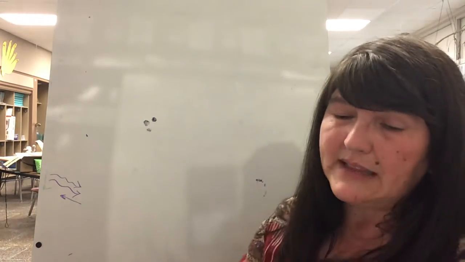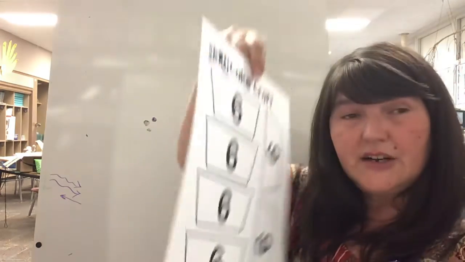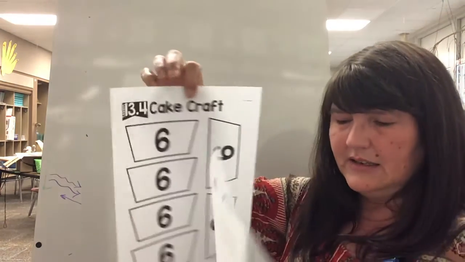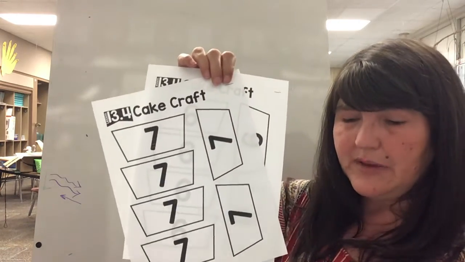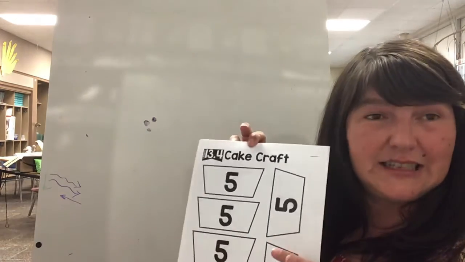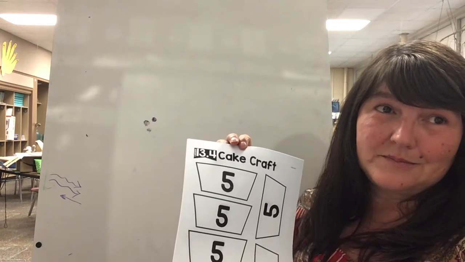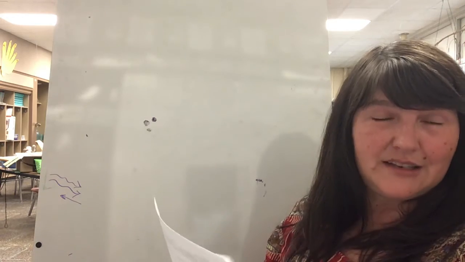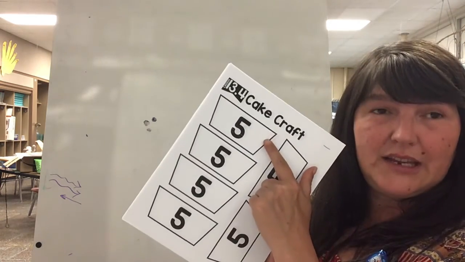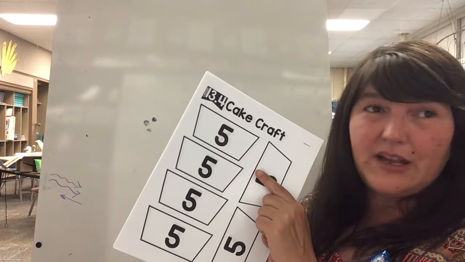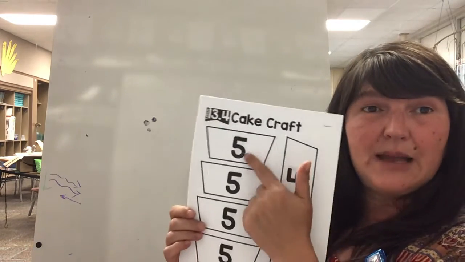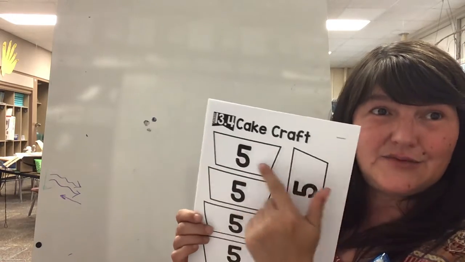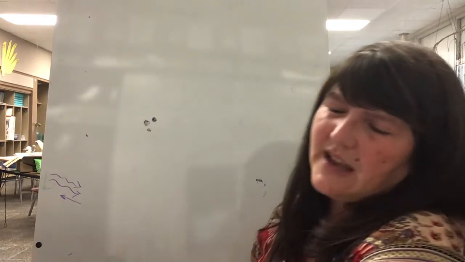And then you have a cake craft. When I made this, you're going to have some extra pages. There are some cake pans that have 6, 7, and some that have 5. How old are you? Are you 5, 6, or 7? Cut out the cake pan that you need and color it whatever color you want. So if I am 5, I would cut out a cake pan that says 5, and I would color it, probably my favorite color, green.